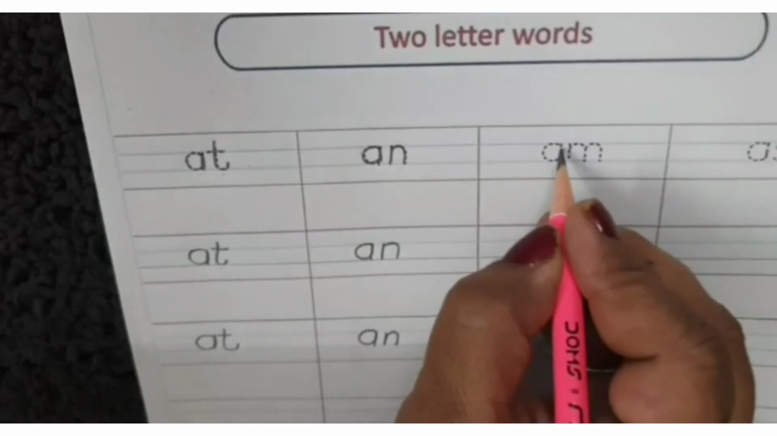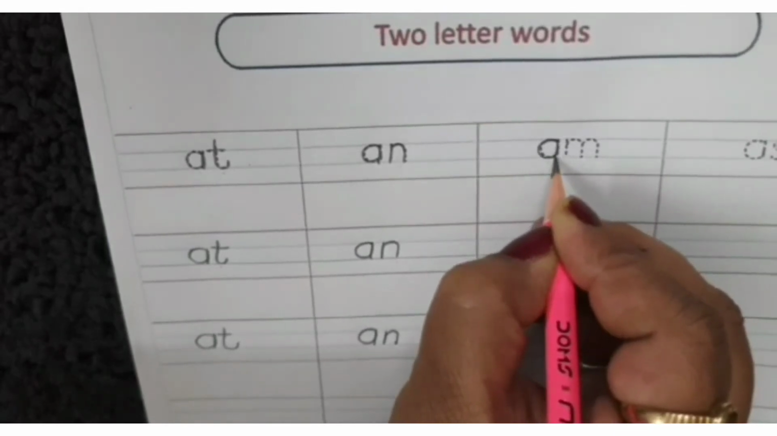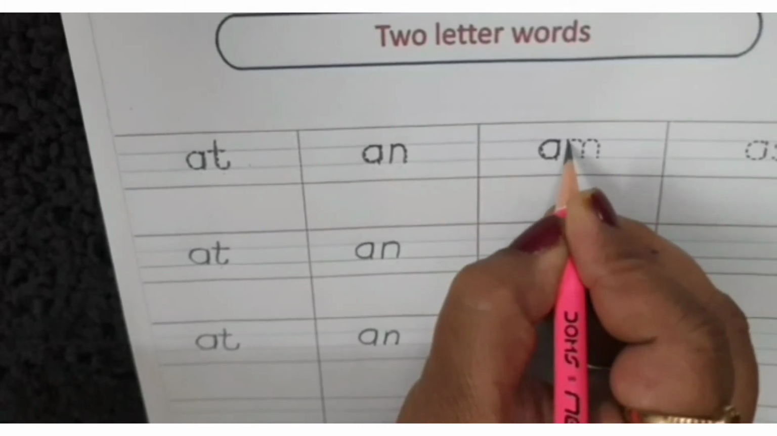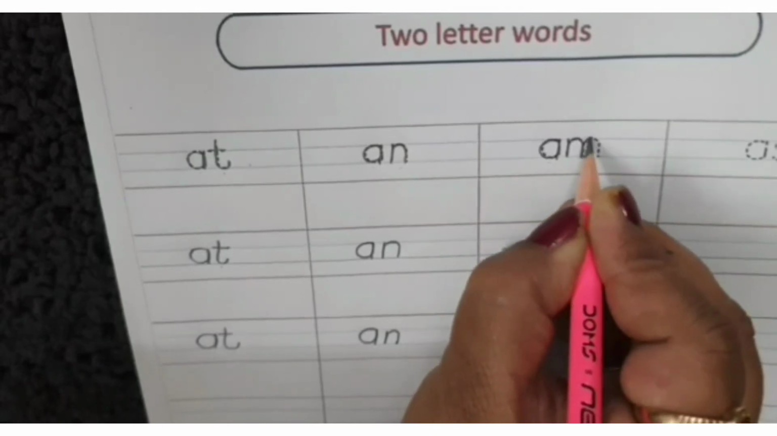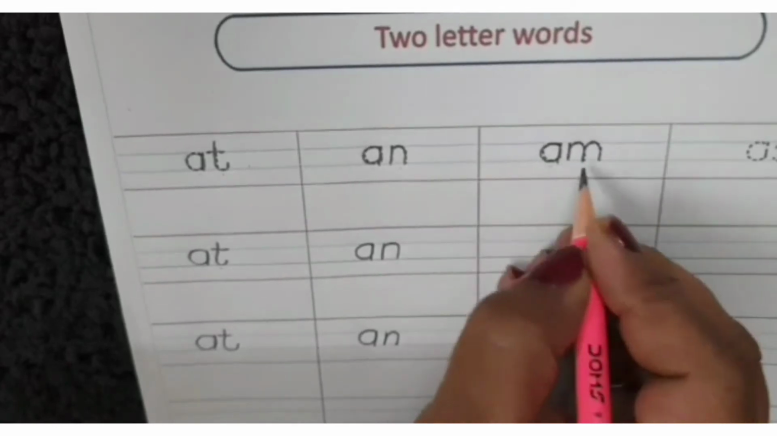A-M. Let us trace it. C curve, go up, come down straight. A-M, standing line, go up, make a curve, come down, go up, make a curve, come down straight. M.